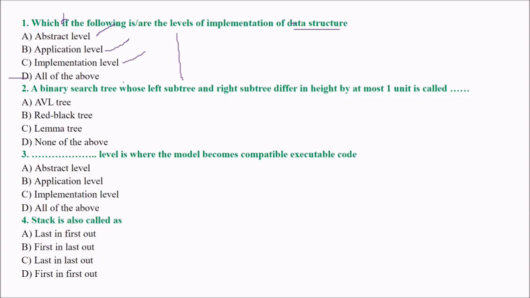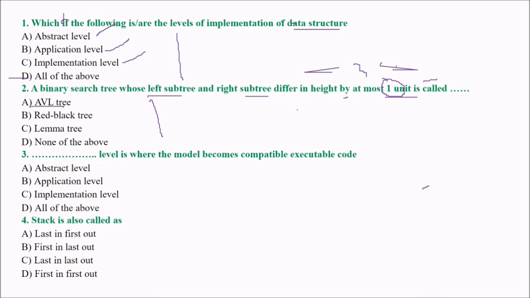Next is, a binary search tree whose left subtree and right subtree differ in height by at most 1 is called as? Can you guess the answer? Left subtree and right subtree differ by height at most 1. That is -1 or +1. Okay. The answer here is the AVL tree.